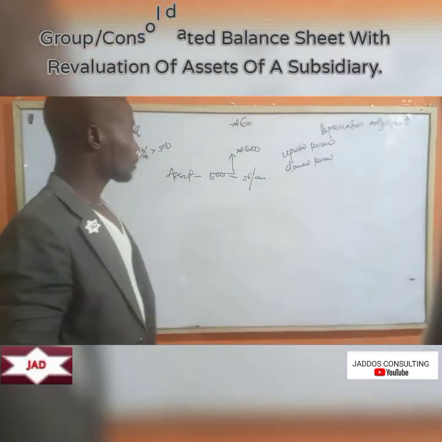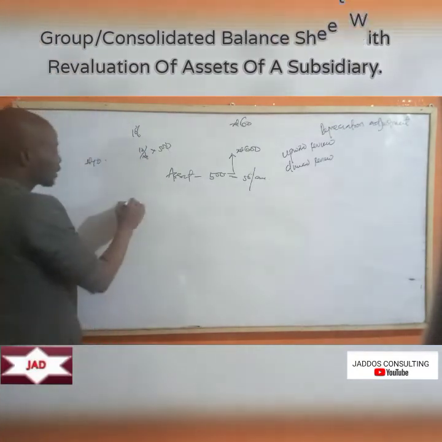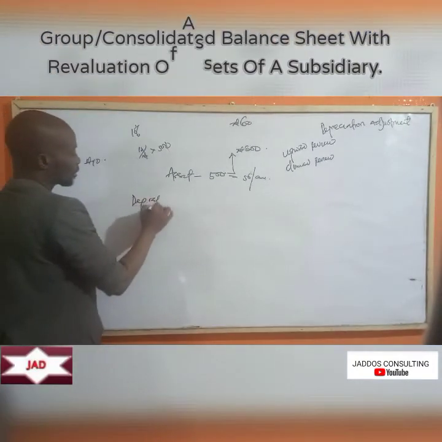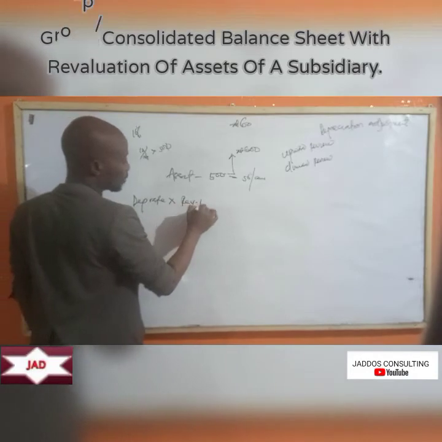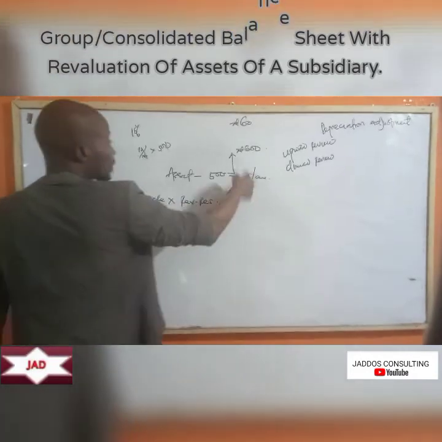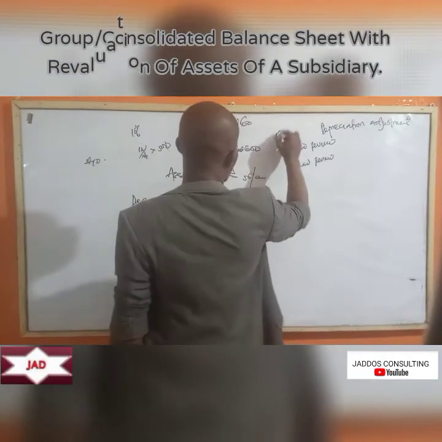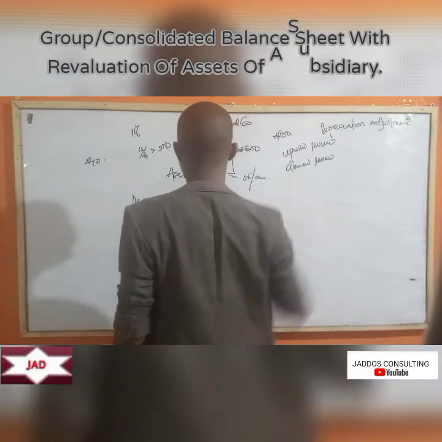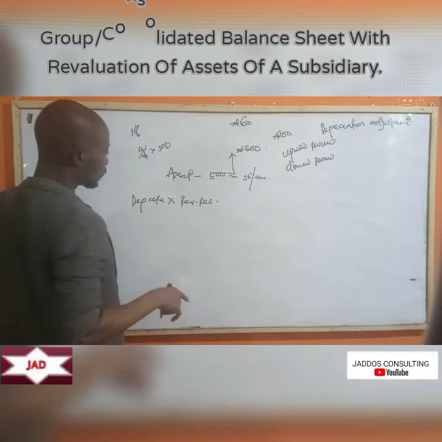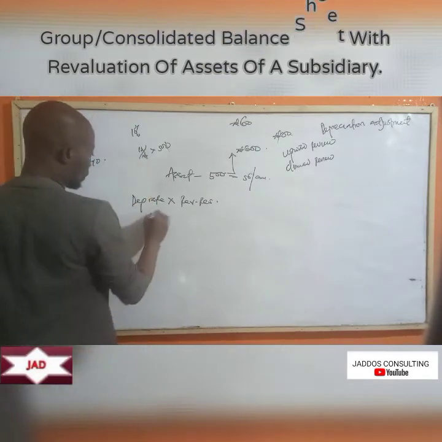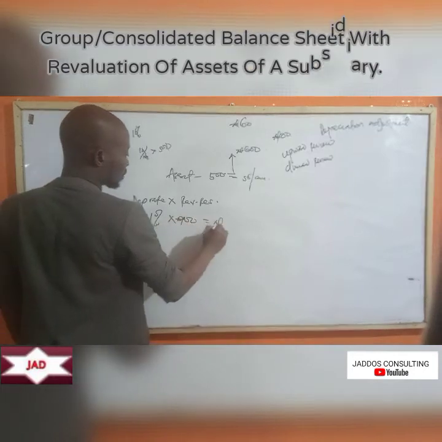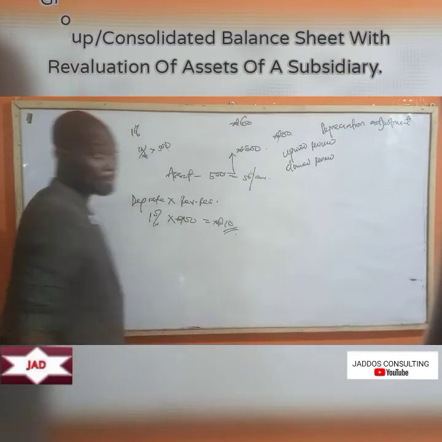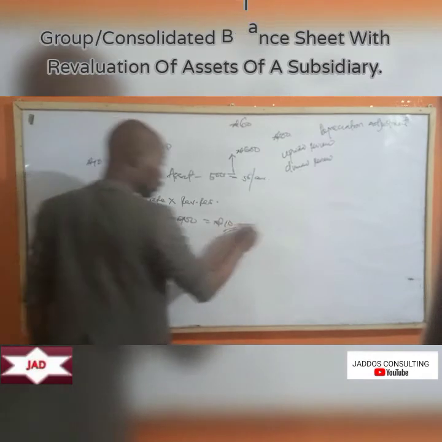So because of the adjustment, what we normally do is to say depreciation rate times the revaluation reserve. In this case, there is a reserve of 100 naira. So for you to adjust for the shortfall, it will be 10%, of course, times 100 naira, which is 10 naira.